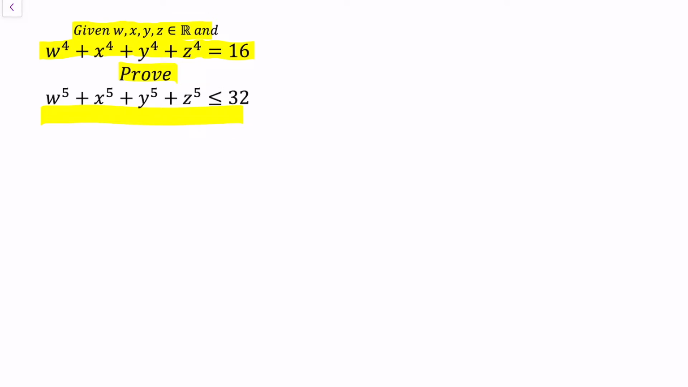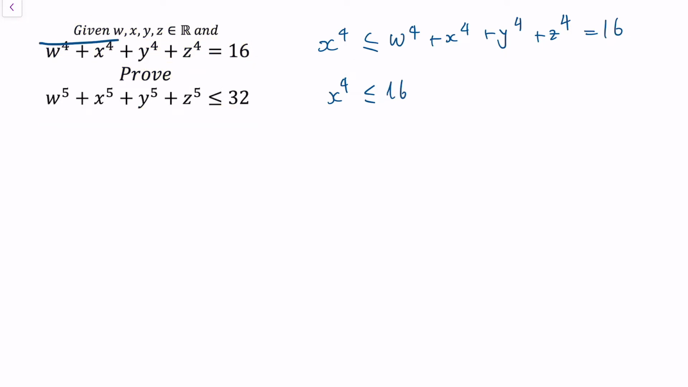One thing to notice is that x to the 4 has to be less than or equal to w to the 4 plus x to the 4 plus y to the 4 plus z to the 4, which is equal to 16. That means x to the 4 must be less than or equal to 16. And we know that from this given equation, the maximum value w, x, y, z, or one of them, could take is 2 in magnitude. It could be plus 2 or minus 2. That means x must be between minus 2 and 2.